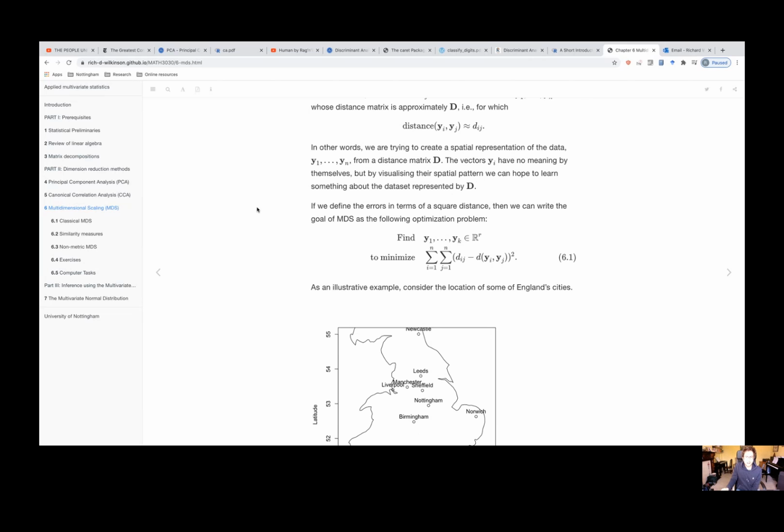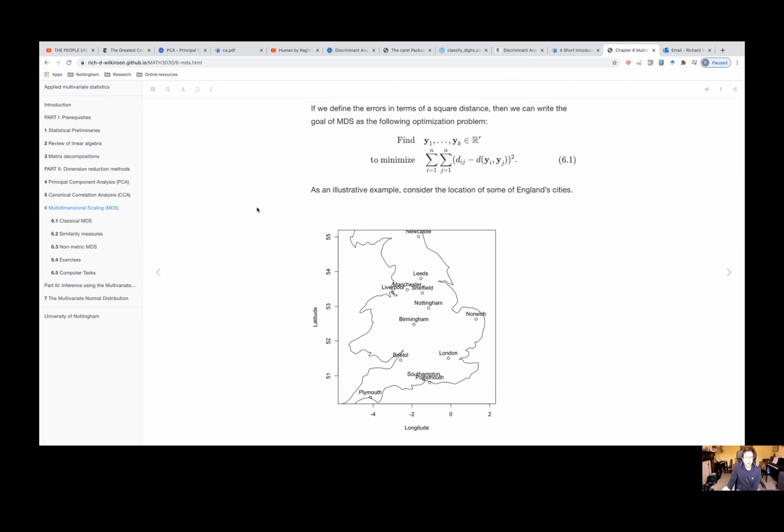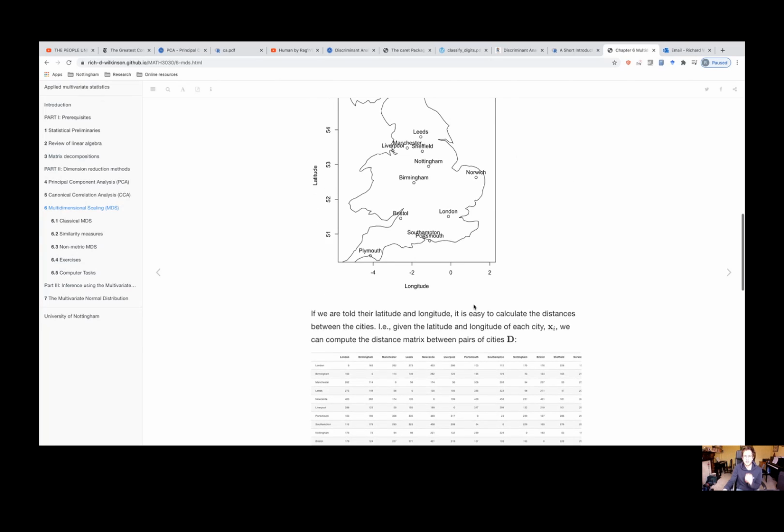So to illustrate this, let's think about an example. Let's consider the location of England's cities, or some of England's cities. So on a map here, we can have their location recorded by their latitude and their longitude, say. So London's obviously at 0 longitude. Now, given their location, it's fairly easy to go from their location to the distances between the cities. If you tell me their coordinates, I can look up how to compute the distance between them. And so that's what we have here.